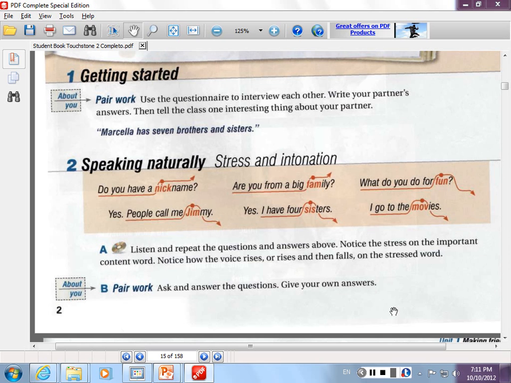The last one, I go to the movies. So what we do to speak naturally, للتحدث بشكل طبيعي, we do stress and intonation. Stress عندما نلفظ الكلمة بشكل أوضح من الكلمات الباقية, نقوم بالتشديد على الكلمة. This is called stress. When we stress on a word, we make it clearer, more clear and louder than other words, and we make it higher in voice. Our voice is higher. يكون الصوت أعلى.